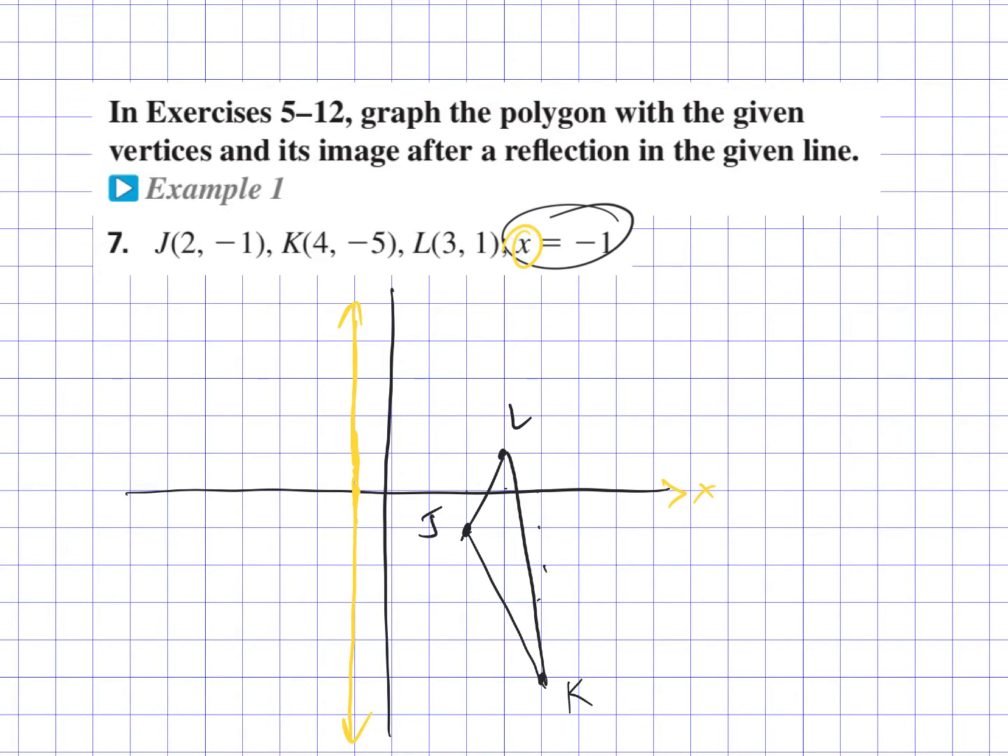So what we're going to do now is count to that yellow line and then to the other side. So L is 1, 2, 3, 4 units from the yellow line. So 1, 2, 3, 4 units to the other side of the yellow line. And that is L prime. J is 1, 2, 3 units away. Oops. So go 3 more. 1, 2, 3. That's J prime. And K is 1, 2, 3, 4, 5 units away. 1, 2, 3, 4, 5 units away is K prime. So there you can see that it was reflected over the yellow line.